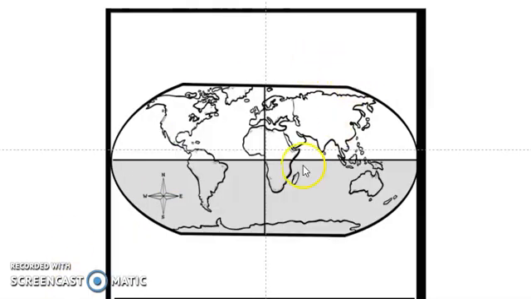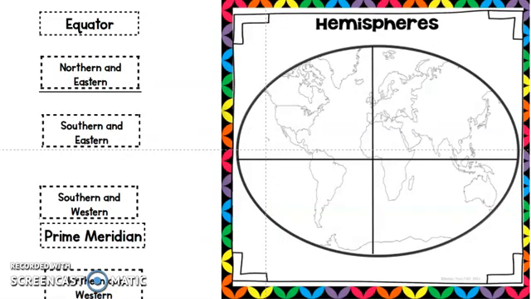Now, which line created this hemisphere? It's this line that goes through the middle of the globe. Yeah, that's the equator. And so we know that this was the northern hemisphere, so this must be the southern hemisphere. All right, our last job today is to name these hemispheres with both directions.